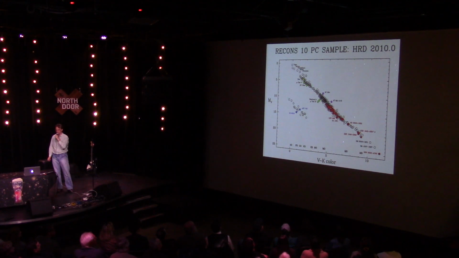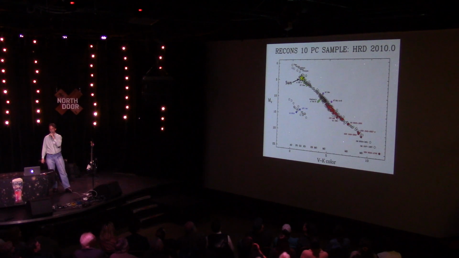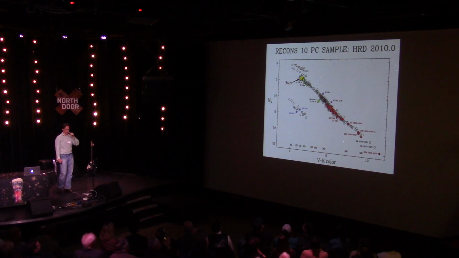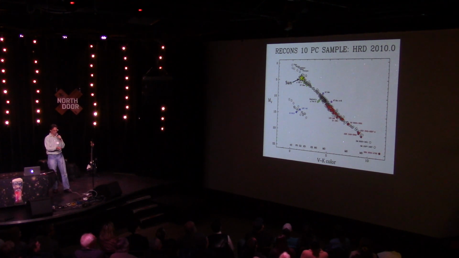Does that look the same? Let me point out the sun to you. There we go. So what we learn here is that actually most of the stars in our neighborhood are pretty faint. And in fact, they're the stars that we can't even see with our naked eye.